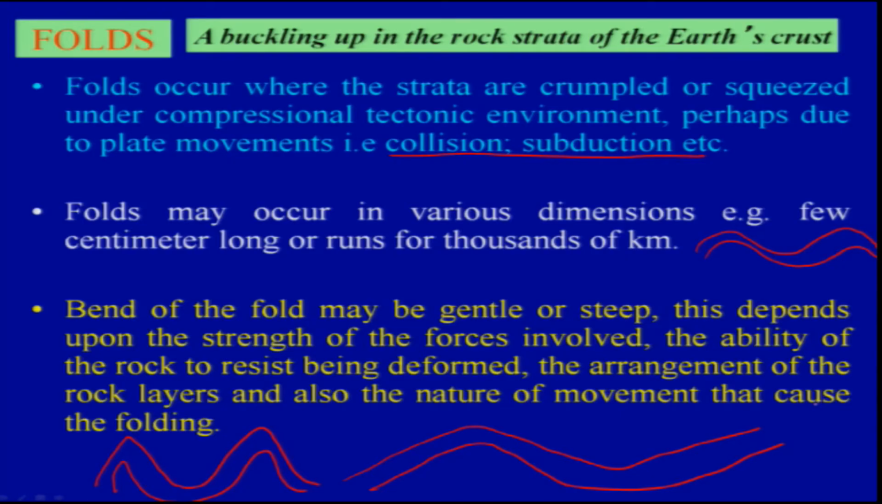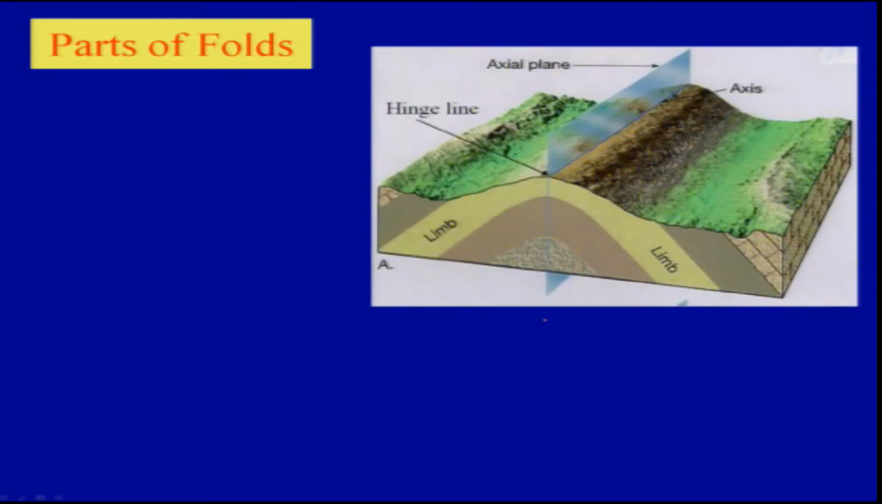So whether the rock layers are all competent, or you have competent and incompetent beds, that will also depend on all of this, and it will result in the gentling or the steepening of the folds. Now moving ahead with the parts of the folds. We classify the limb of the fold, the axial plane of the fold, the hinge line, the axis of the fold, and all that.